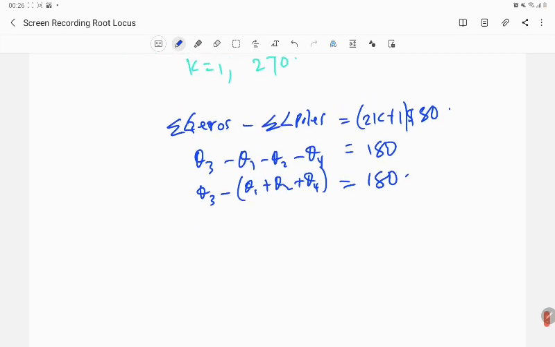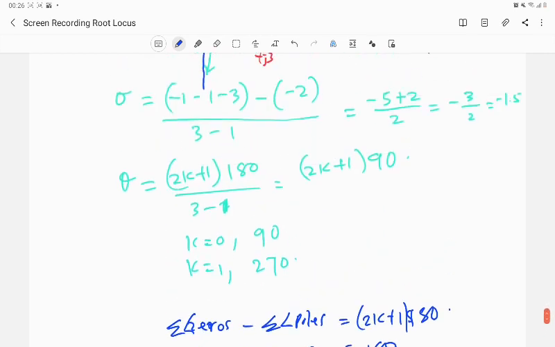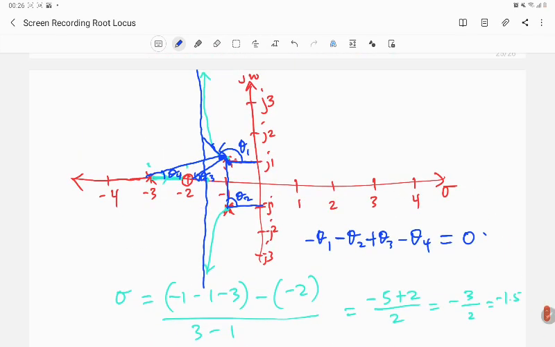Okay, so let's find theta 3. Theta 3 is going to be the angle here. So this point is at, if you draw it, it's forming something like this.